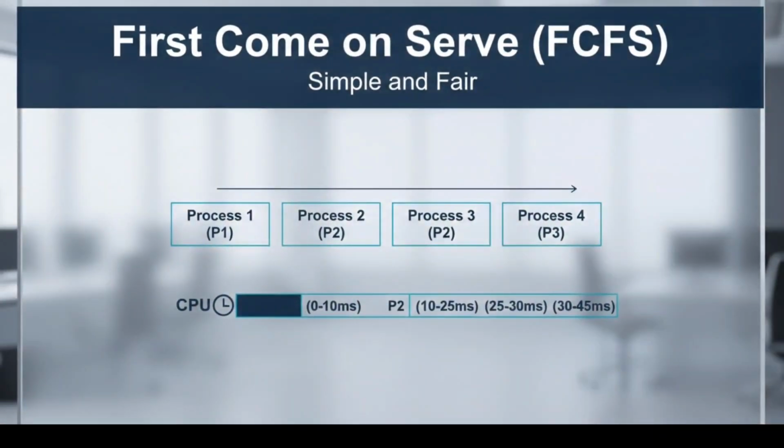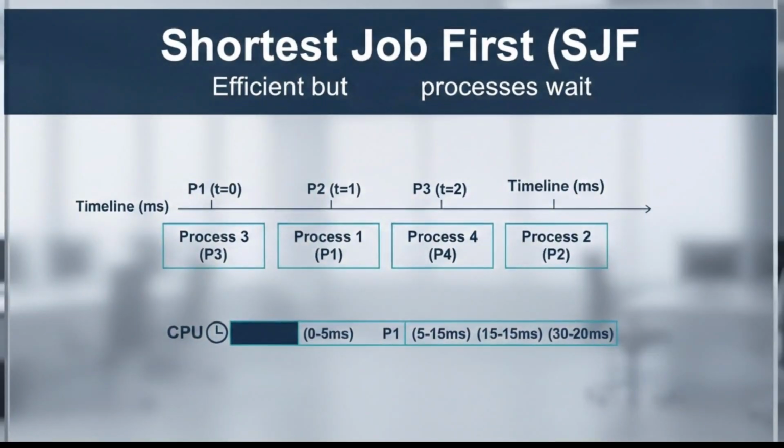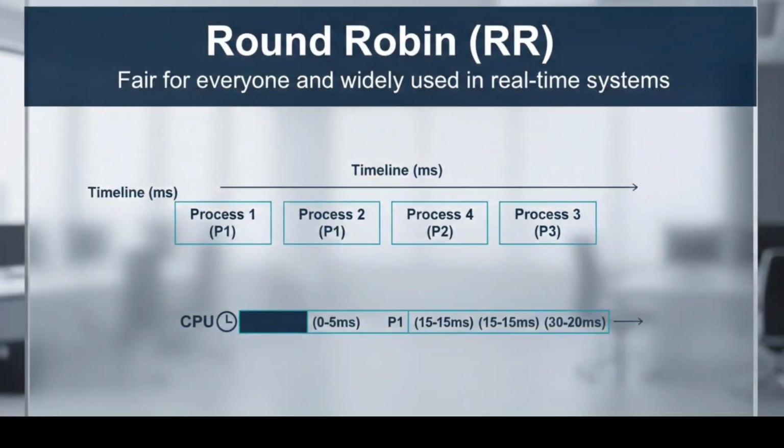So let's recap. First come, first serve: simple and fair, but can make short tasks wait. Shortest job first: efficient, but sometimes long processes have to wait too long. And finally, round robin: fair for everyone and used widely in real-time systems. In the end, the best algorithm depends on what kind of classroom or system you're managing. Scheduling isn't just about CPU time, it's about balance and fairness.